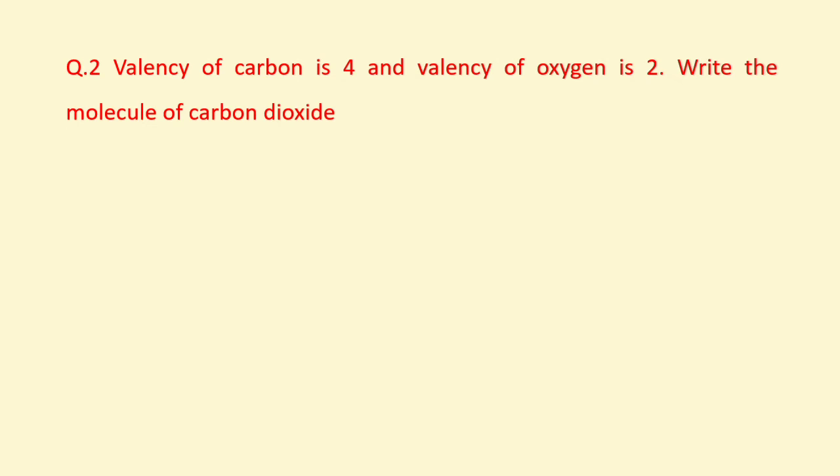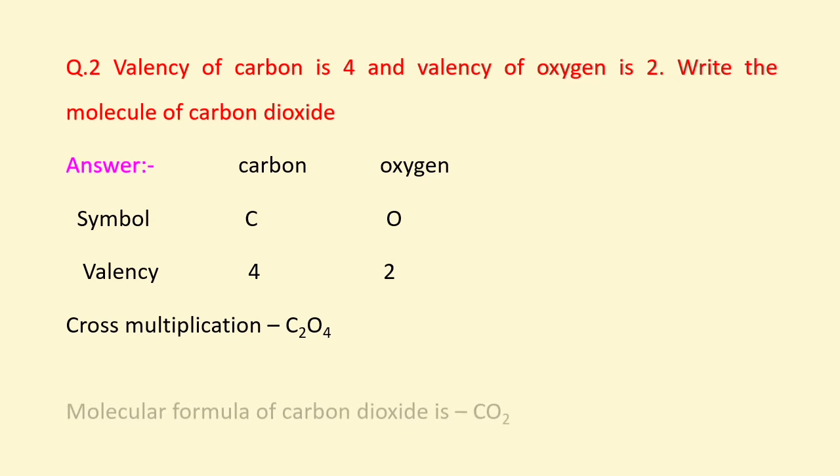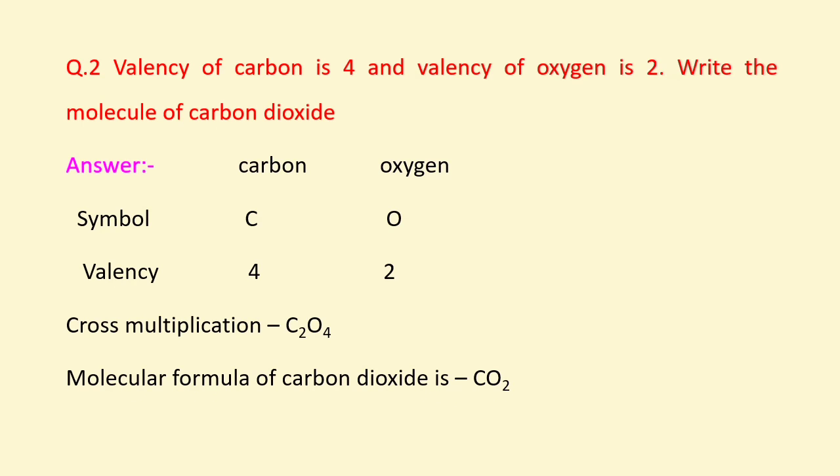Question number 2 is, valency of carbon is 4 and valency of oxygen is 2. Write the molecular formula of carbon dioxide. And the answer is, first we have to write the constituent elements, their symbols: carbon and oxygen. Third step, their valency. Carbon has valency 4 and oxygen has valency 2. With the help of cross multiplication, we can write down C2O4 and hence molecular formula of carbon dioxide is CO2.